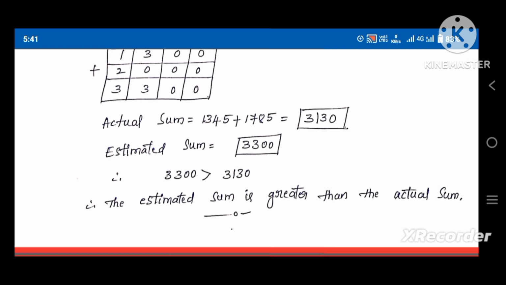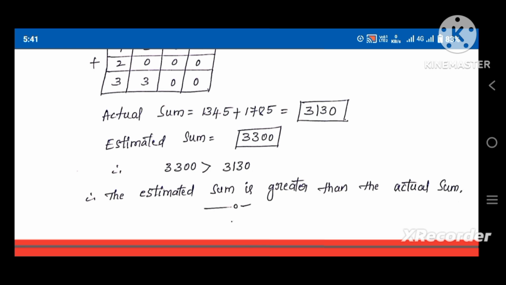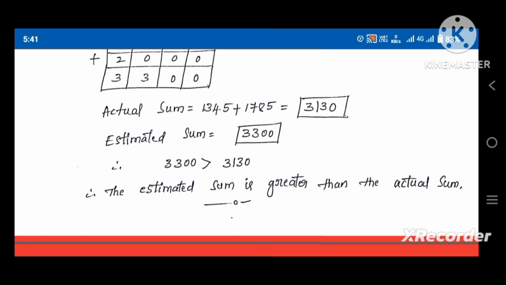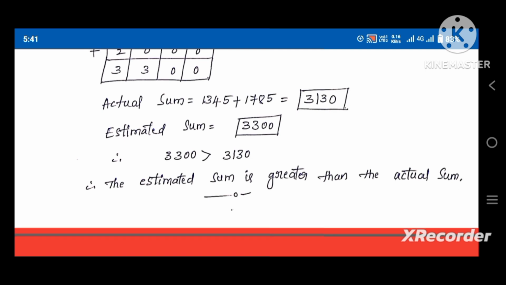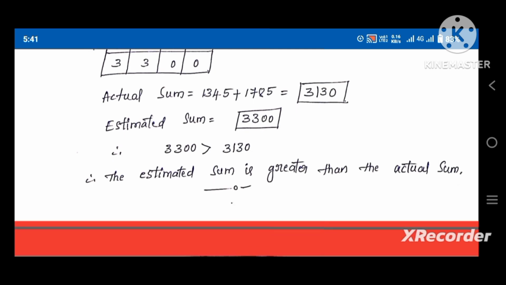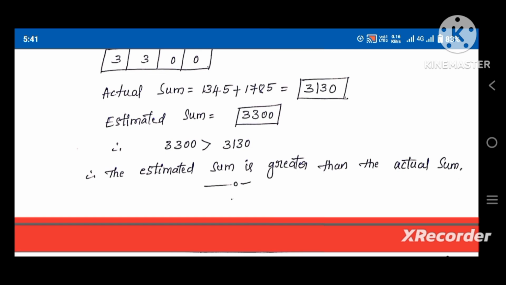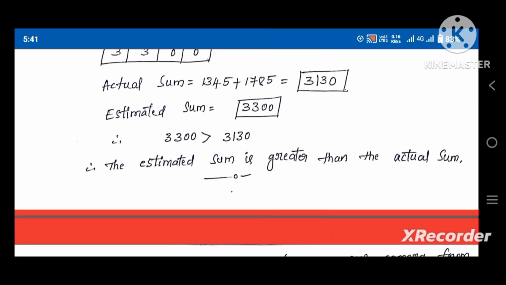Actual sum is equal to 1345 plus 1785 is equal to 3130. Estimated sum is equal to 3300. Therefore, 3300 is greater than 3130. The estimated sum is greater than the actual sum.